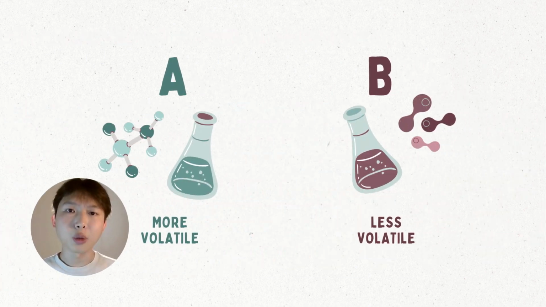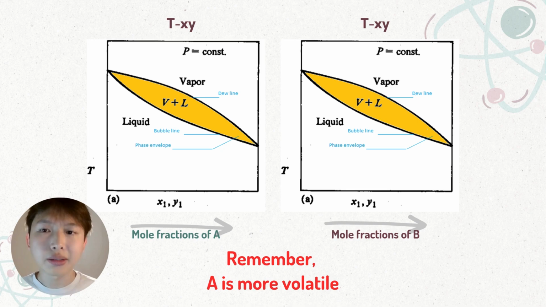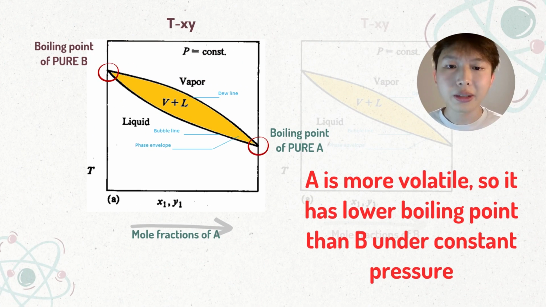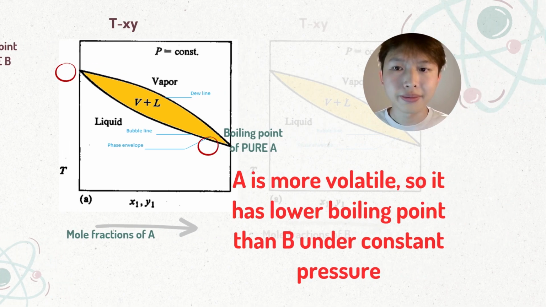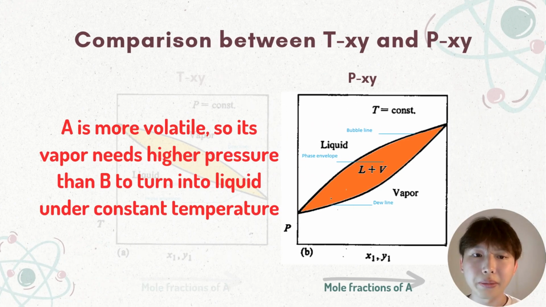Let's say A is more volatile than B. So which TXY diagram do you think is correct? Remember, A is more volatile than B. The answer is the left TXY diagram is correct. Why? This is actually because A is more volatile, so it has a lower boiling point than B under constant pressure. By comparing the TXY and PXY diagrams, we notice that the shapes are mirrored. You'll notice that in the PXY diagram, the right side, which is the pure A side, is higher than the left side.